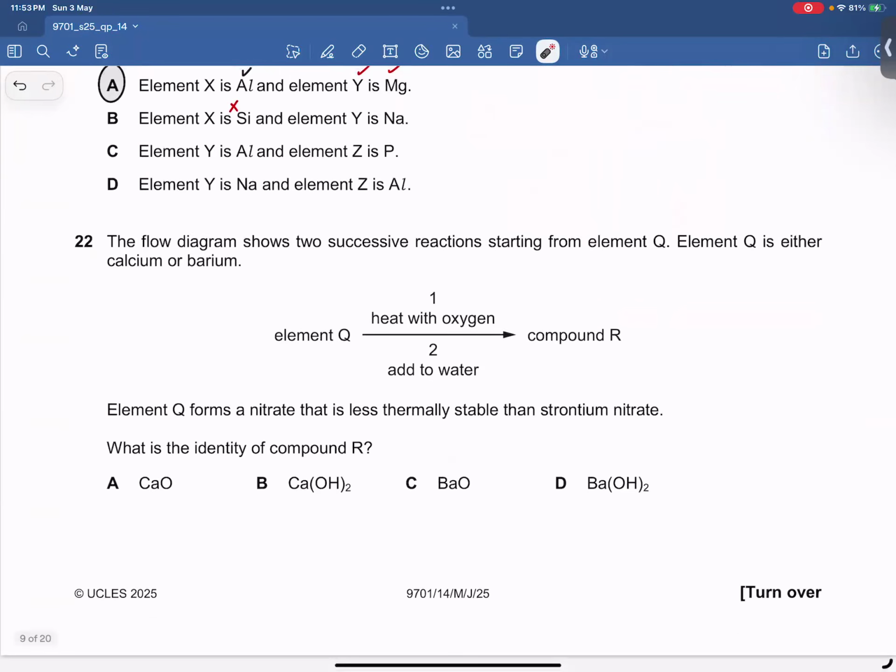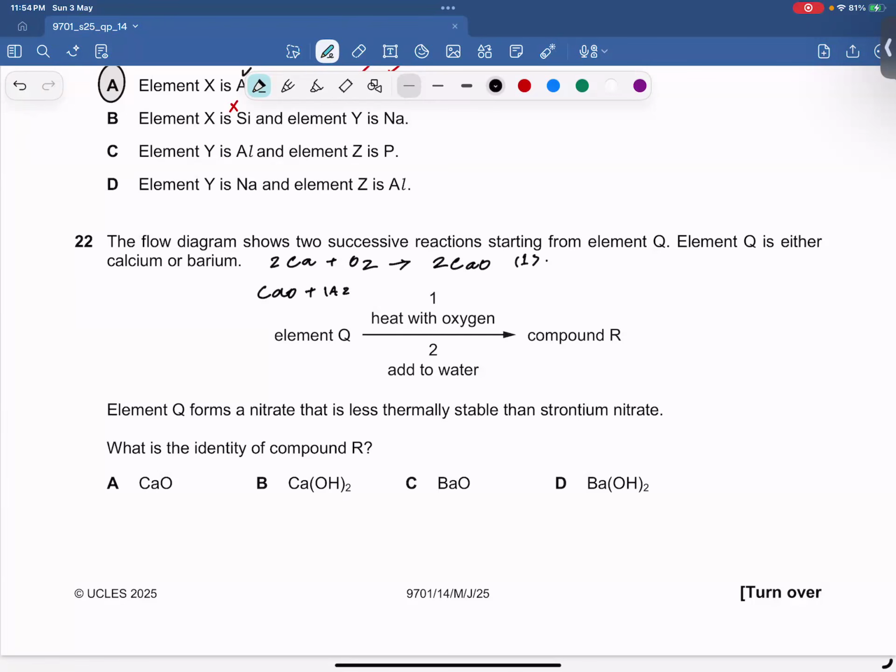Question 22. The flow diagram shows two successive reactions starting from element Q. Element Q is either calcium or barium. Let's start first with calcium. So when calcium is treated with oxygen, it will turn to calcium oxide. This is my step 1. And then calcium oxide, when treated with water, it will turn to calcium hydroxide. And that's my reaction 2.